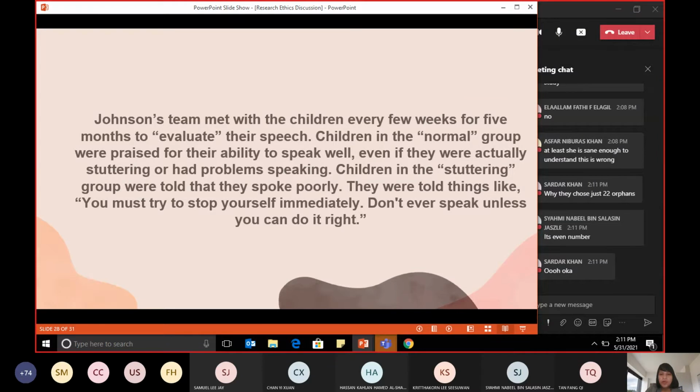Even if they had a stutter, since they belonged to the normal group, they were praised. Even if they had speaking problems or speech articulation problems, they were still praised. But unfortunately, for another group, children in the stuttering group were told that they spoke poorly.